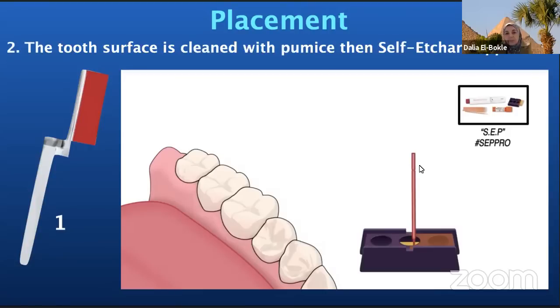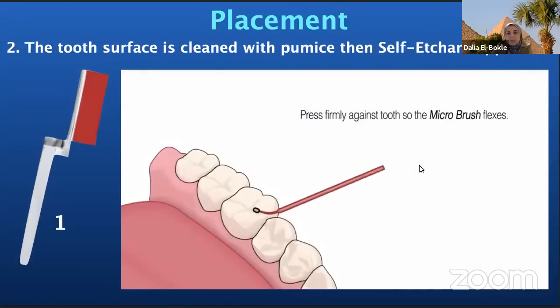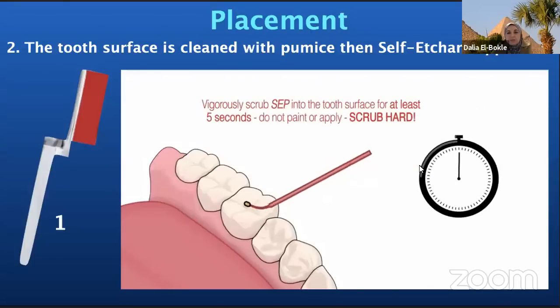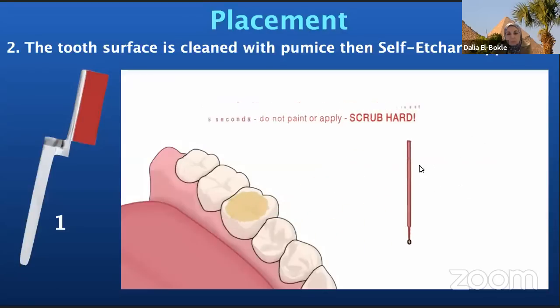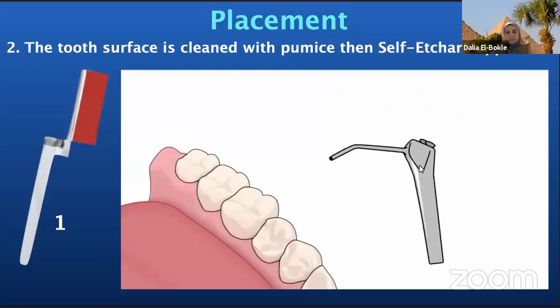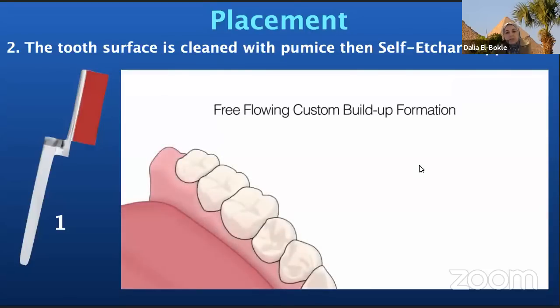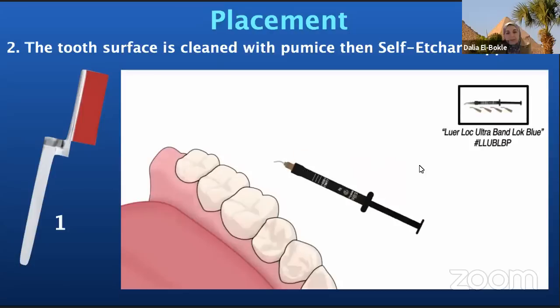A self-etching primer is really nice. If you can use that, it saves you time during the placement of a bite turbo. So after cleaning the tooth surface with pumice, you can use the self-etching primer, pressing it firmly against the tooth surface for 5 seconds. Dry for 3 seconds. And then use the material of choice in order to make the bite turbo.